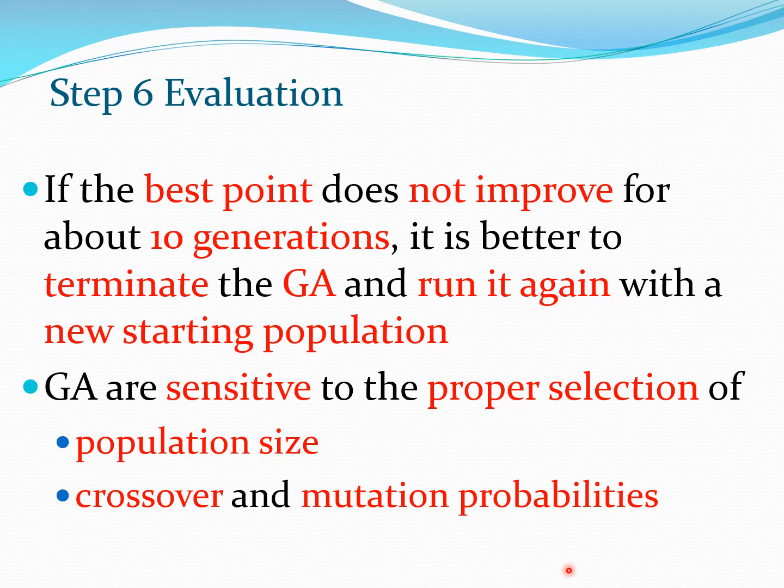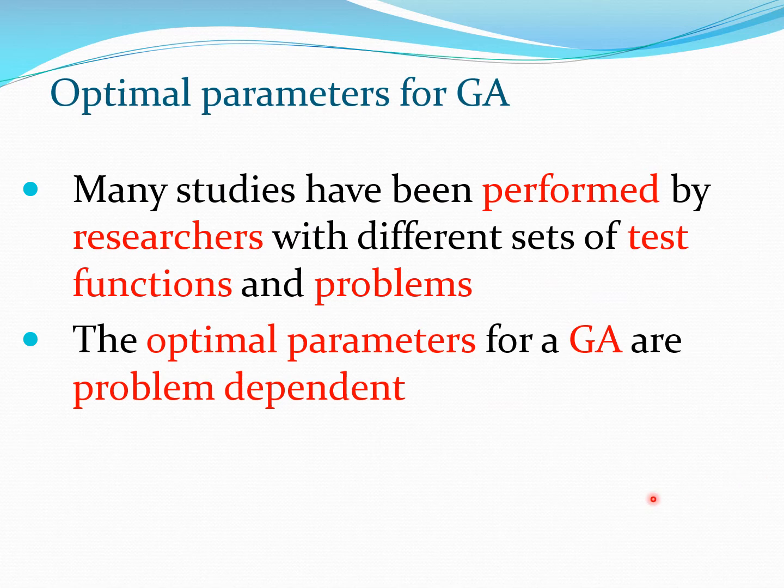So one of the things you find if you practice a lot with GA is that GA is very sensitive to the appropriate selection of different parameters, specifically the population size and also the crossover and mutation probabilities. So these are certain things to keep in mind.